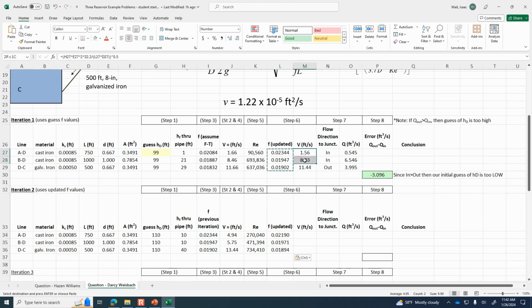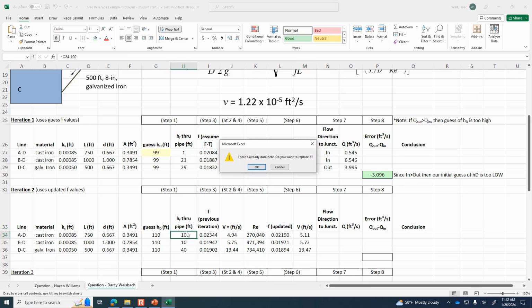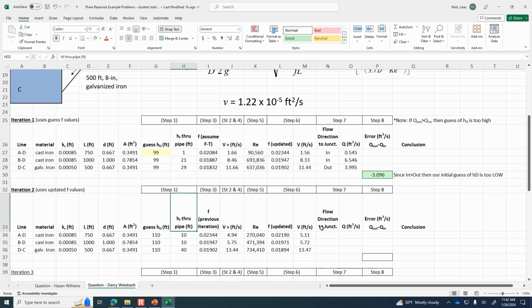Okay, the velocities again we can calculate, we can copy and paste, and it calculates the new velocity. Why are they so different? Well, the head losses are pretty different than the previous iteration. If you've got a higher head loss, then that's going to increase the velocity through that pipe correspondingly.